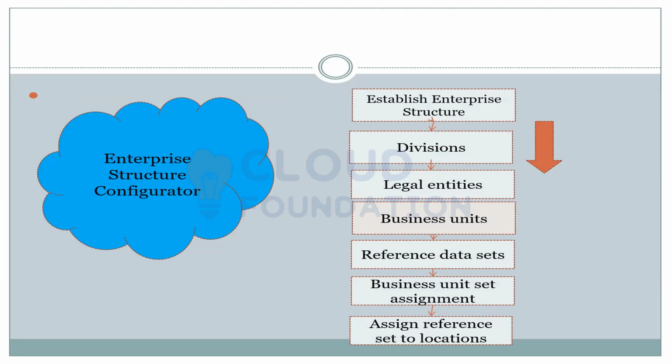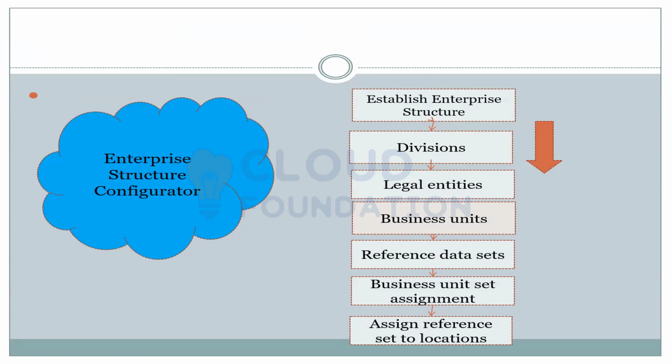What is established enterprise structure? We have divisions, we have legal entities, we have business units, we have reference data sets, we have business unit set assignment, and assigned reference set to locations. So all these things are there.